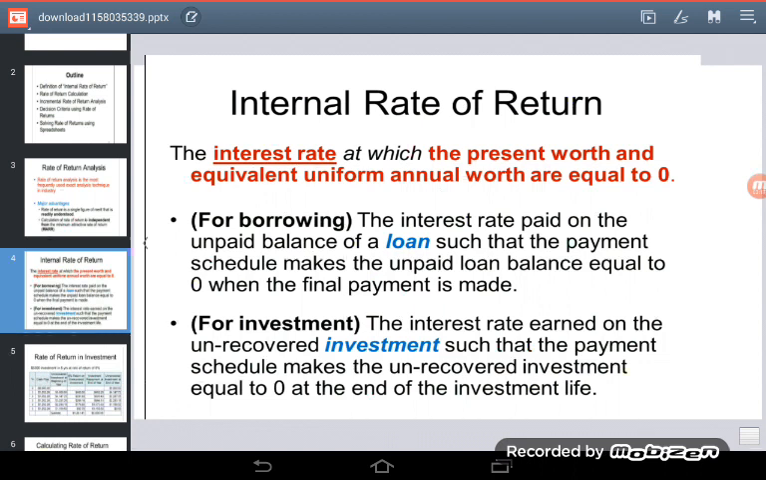For borrowing, it is the interest rate paid on the unpaid balance of a loan such that the payment schedule makes the unpaid loan balance equal to zero when the payment is made. And for investment, it is the interest rate earned on the unrecovered investment such that the payment schedule makes the unrecovered investment equal to zero at the end of investment life.